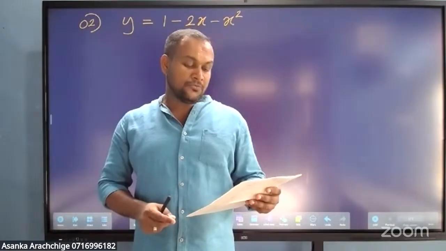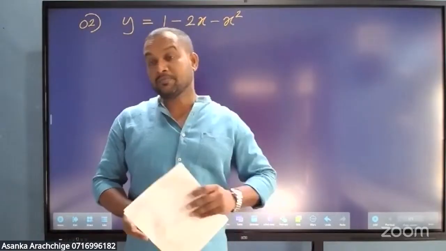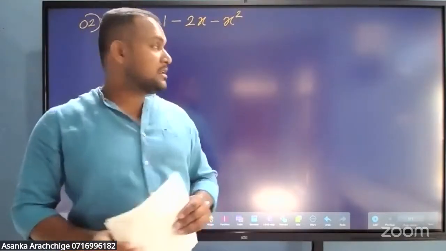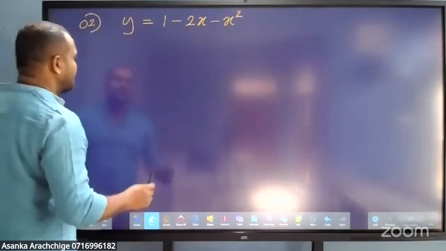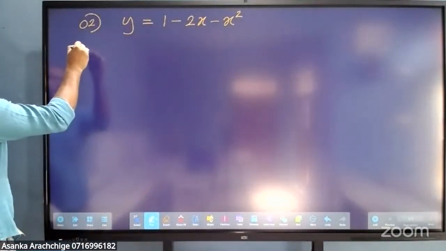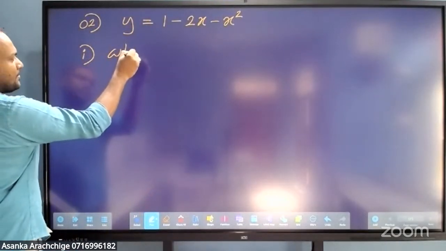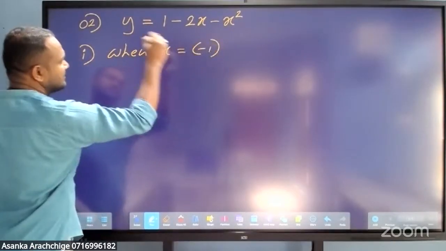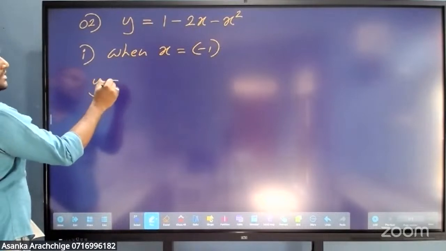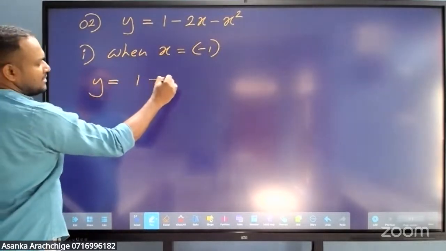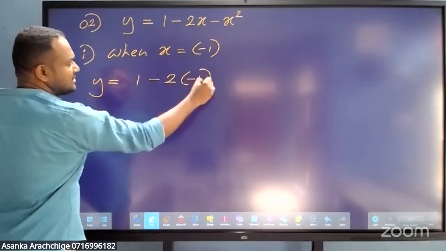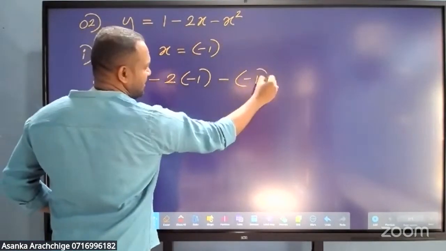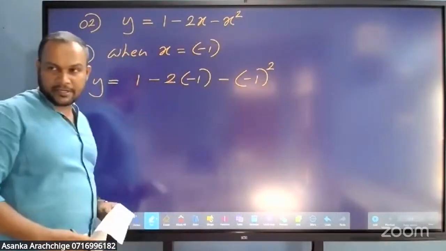Find the value of y when x equals minus 1. We have to find the value of y when x equals minus 1. Then write problem number 1. When x equals minus 1, then y must be 1 minus 2 times minus 1 minus x squared. x is minus 1, then minus 1 squared.